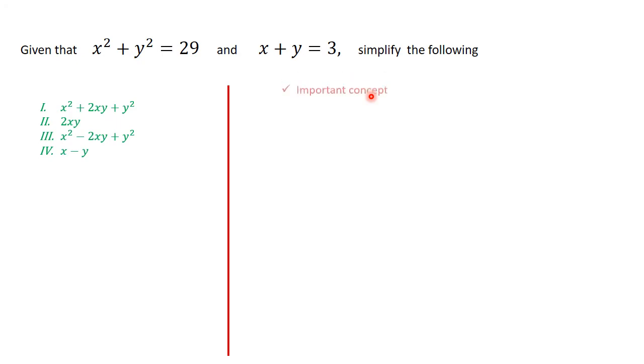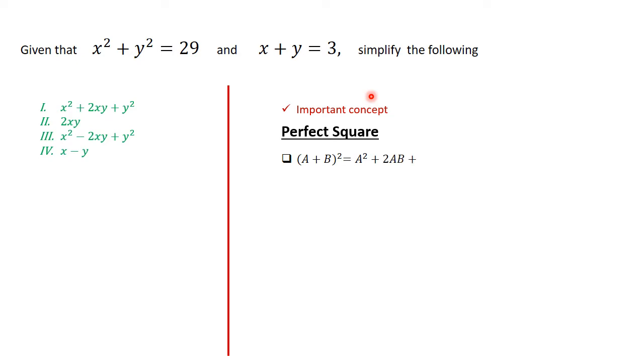Now, the first important concept that I want us to think about is the concept of perfect square. In perfect square, we say that a plus b squared equals a squared plus 2ab plus b squared. Another way, if we have a minus b squared, that one equals a squared minus 2ab plus b squared.